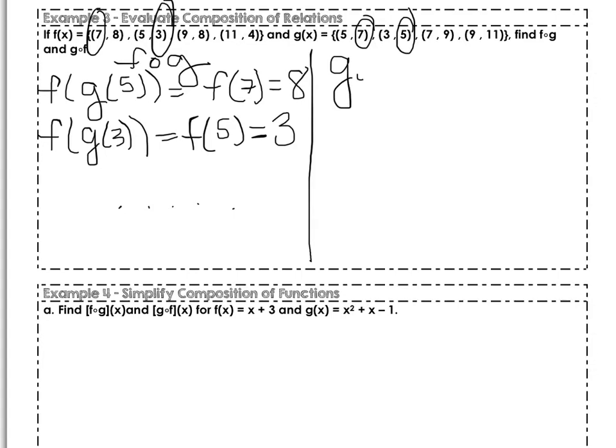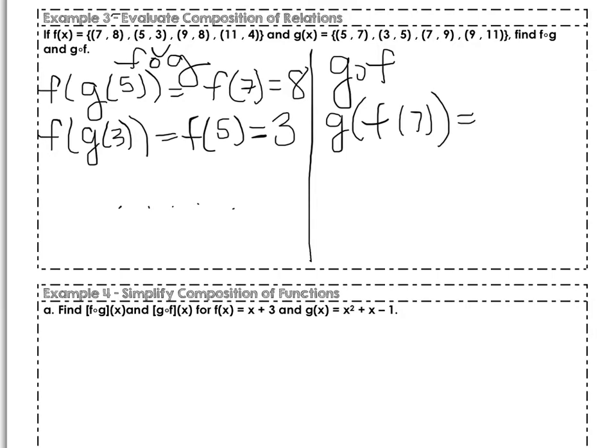Now, let's look at g composed of f, and we'll do some together. Let me erase all my circles up here, that way it'll be a little bit easier for you to see. G composed of f. First, let's plug in an f of 7. Well, f of 7 is equal to 8, so I'm really doing g of 8. Notice that in my function g, nowhere do I have a value of x where it's 8, so this is undefined. See if you can do the rest.